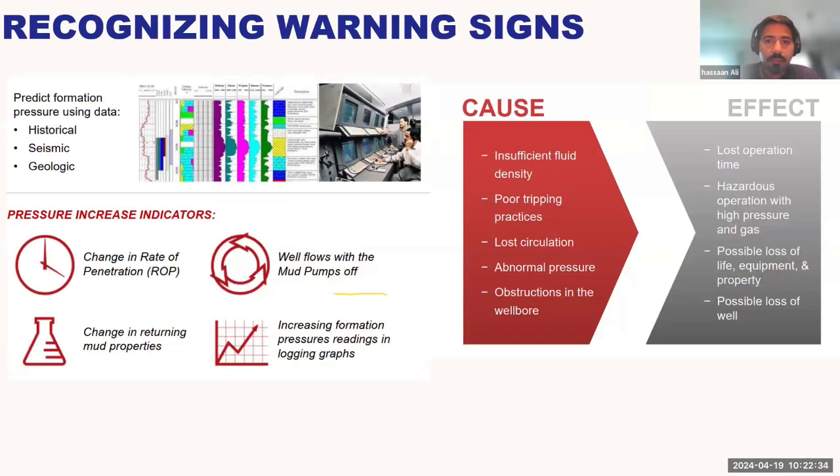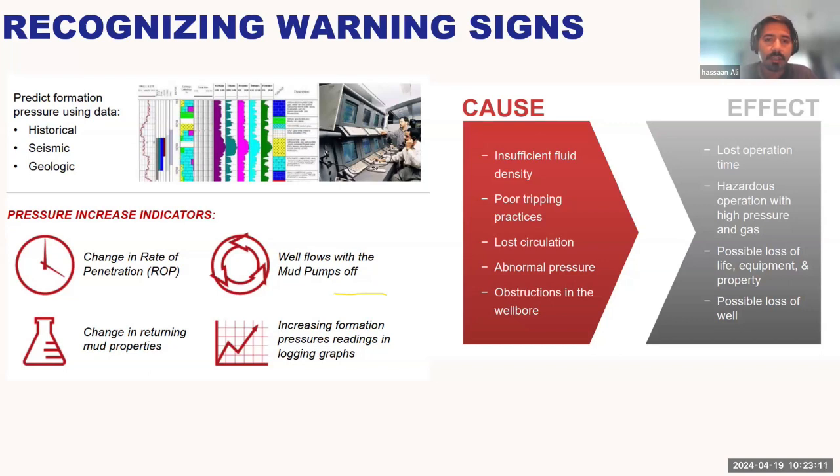There are a couple of ways in which you can actually recognize those warning signs. You can recognize your kick, primarily because of historical data. So you might have drilled different wells in that particular area, so you would know the pressures in that area, different formation pressures as you drill along the trajectory. You will have the seismic data as well. So seismic data can actually tell you which formations are at which depth, and you can actually do a lot of predictive modeling to predict what is the downhole pressure at those particular depths.